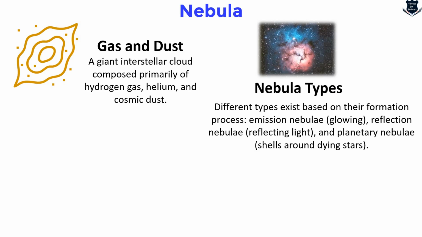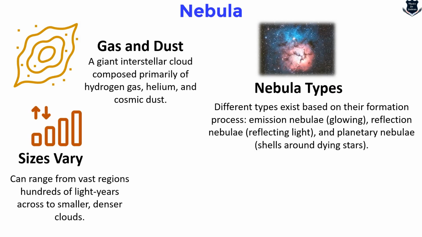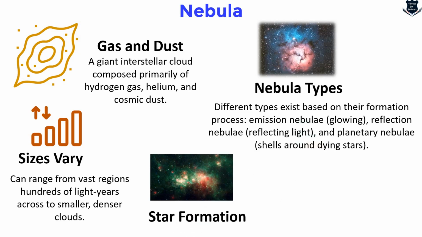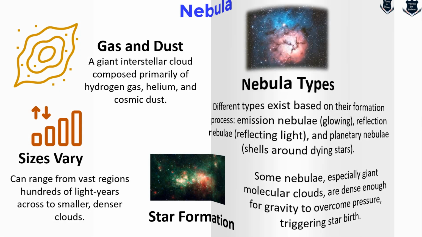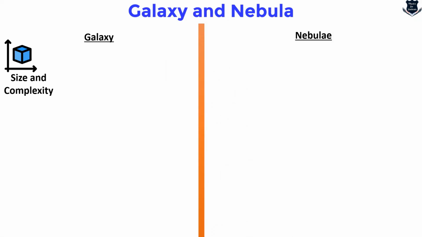The next, which is important, yes, their sizes do vary because they can range from vast regions, hundreds of light years, to small, denser clouds. And this is the birthplace, I would say, the cradle of star formation. Because of the giant molecular clouds, they are dense enough for gravity to overcome pressure, triggering what is called a star birth. Now, there are some important relations and differences between galaxy and nebula.